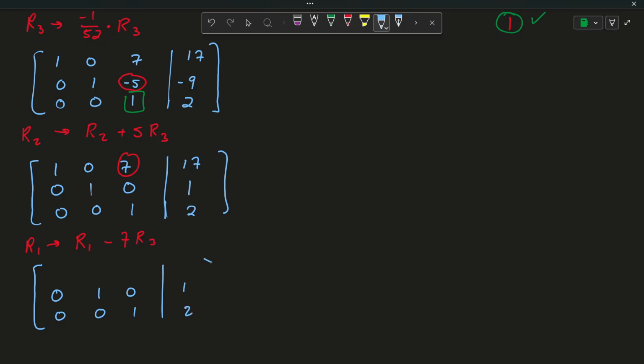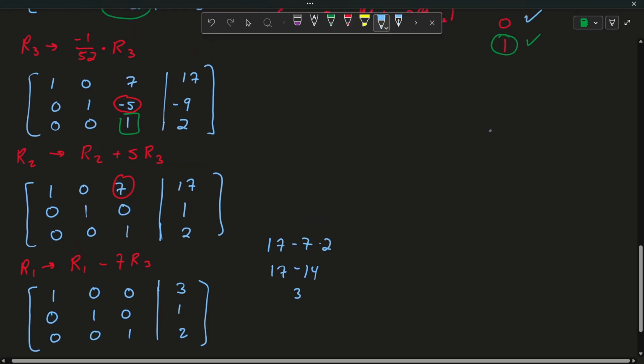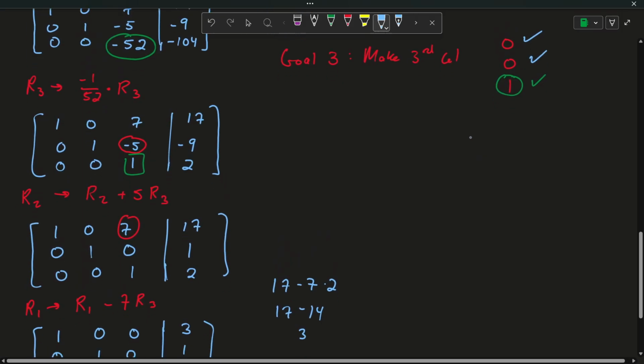All right, sweet. So then we're doing row 1 minus 7 row 3. So we've got 1 minus 7 times 0 is 1. 0 minus 7 times 0 is 0. 7 minus 7 times 1 is 0. Nailed it. And then now we've got 17 minus 7 times 2. Getting a little crazy here. So that's 17 minus 14 gives us a positive 3. Okay, so, hooray, we finished our goal. Let me go back up and check it off, or I will be upset. Hooray. So we finished our goal.